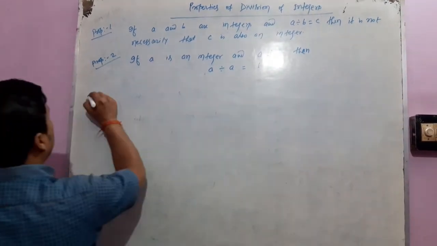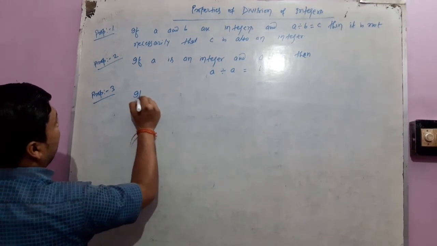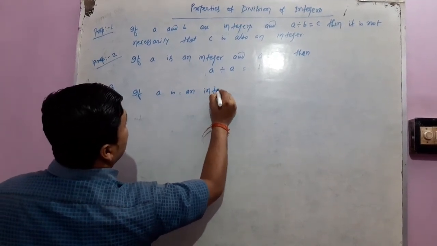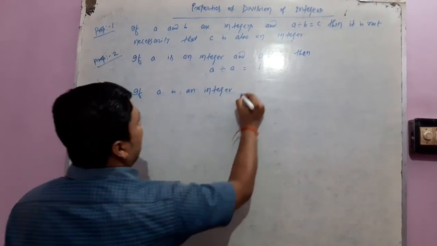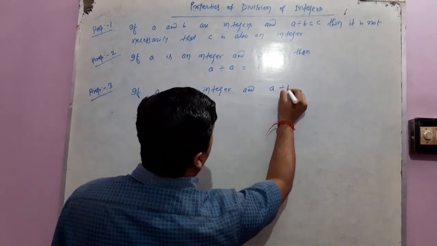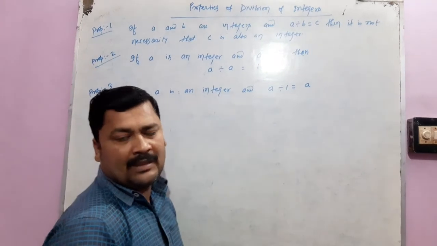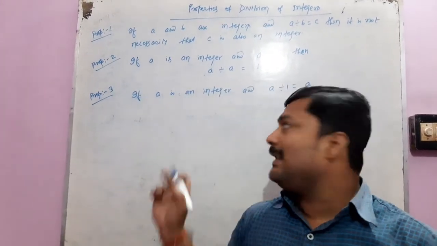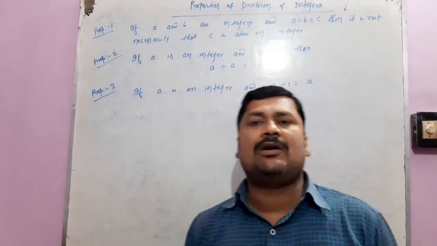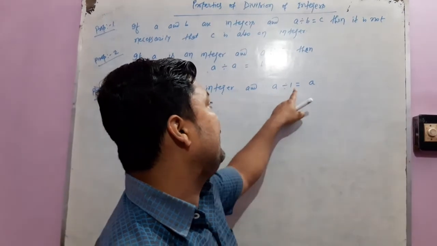Now the third property is here. If a is an integer and any integer is divided by plus 1, then the quotient or result will be the same integer. It means the identity of the integer will not change.